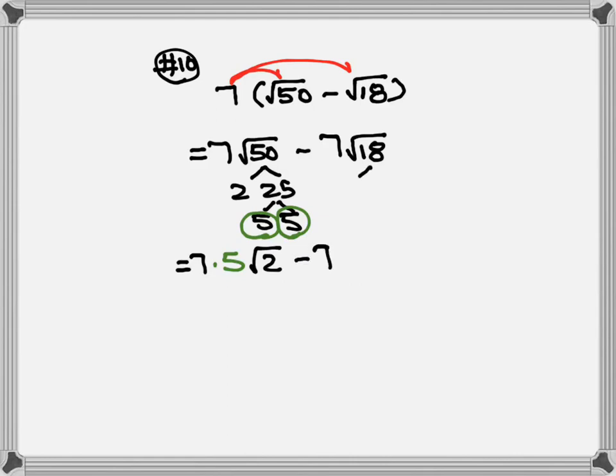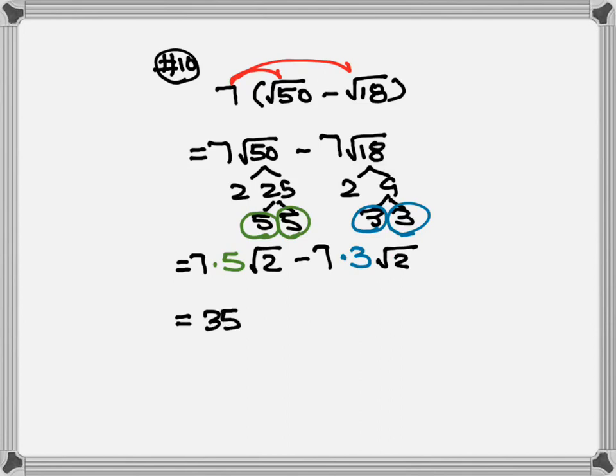Let's break down 18. It will be 2, 9, 3, and 3. So here you can see a pair of 3. So 1, 3 goes out. 2 is by itself, so 2 stays inside. After that, multiply outside number times outside. We have 7 times 5 gives you 35 square root of 2 minus 21 square root of 2.